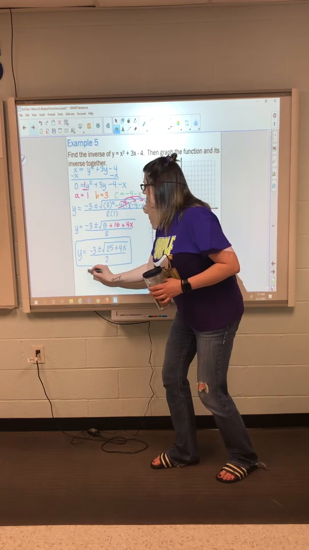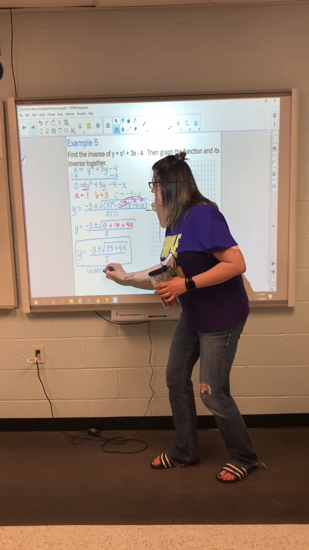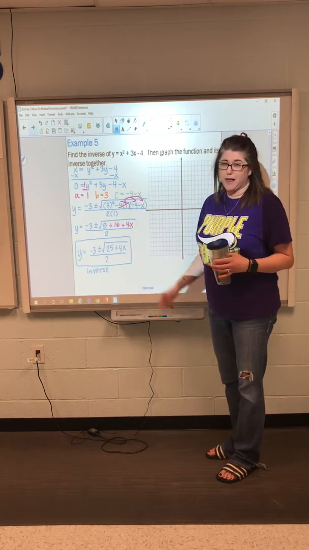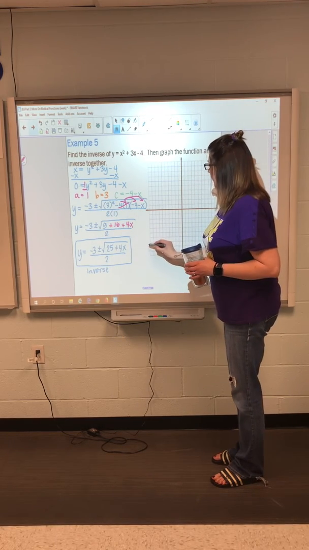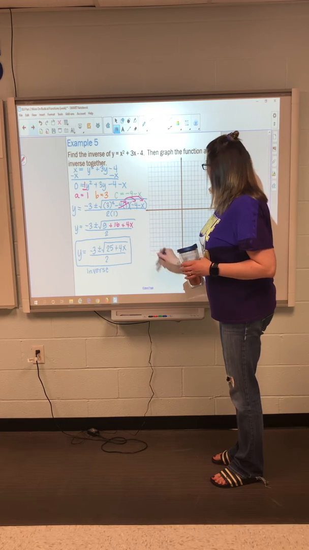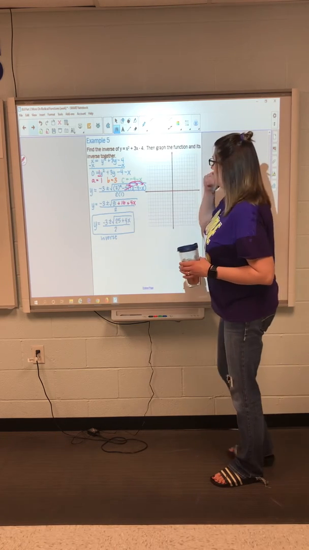And so that right there is the inverse function. So hopefully you were able to follow along with that. Now let's talk about graphing. I'm going to go back to the original here. So I have, let me give myself a little bit more room.